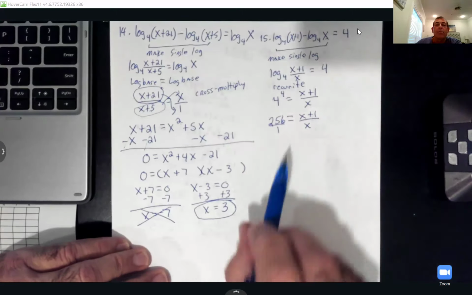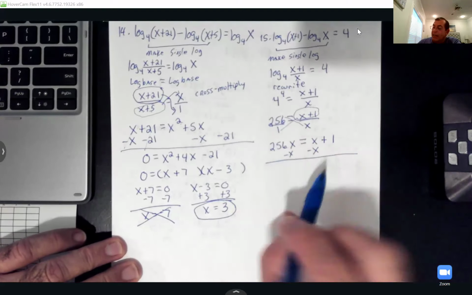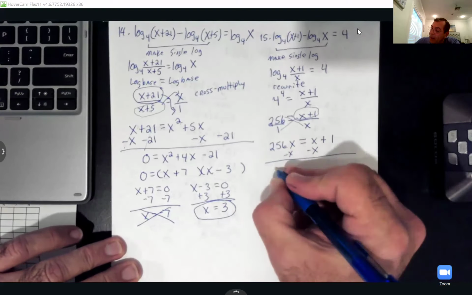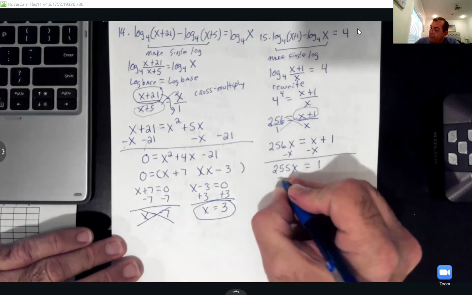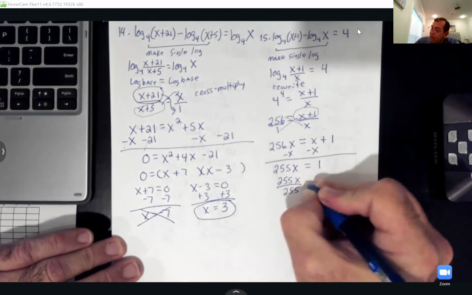So y'all look here, what we got to do is get all these x's on this side. We don't have any x squareds, so we're not looking for a 0. We're just solving it for the x. So let's subtract x from both sides. 256x minus x left me 255x equal to that 1. And then I'm going to divide both sides by 255, and that'll equal 1 divided by 255.